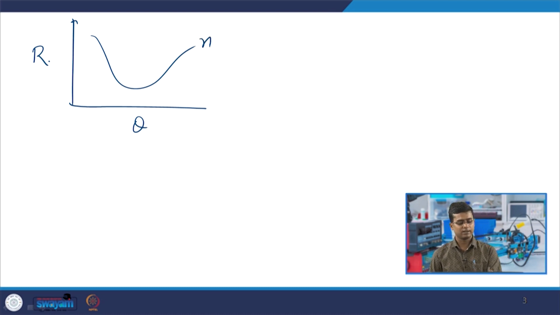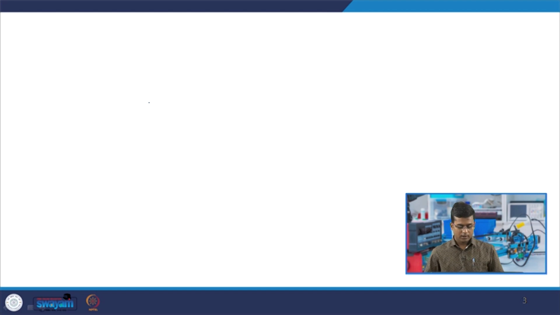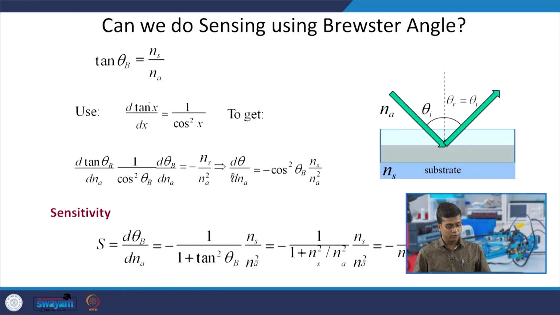Say suppose this is the condition for n1, n2. Now you choose another; I just change from n1 to n3, n2 to n3. Does it shift? Can I measure the shift? So, the basic idea is, can we use it for sensing applications? That is the basic question, and the answer is yes, we can use it.